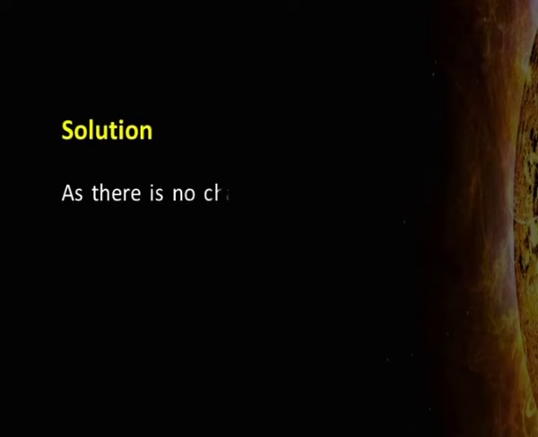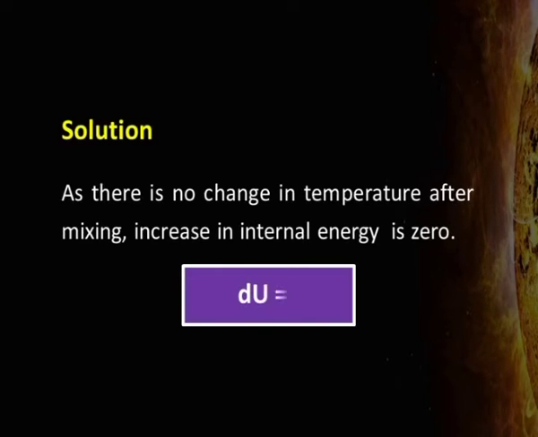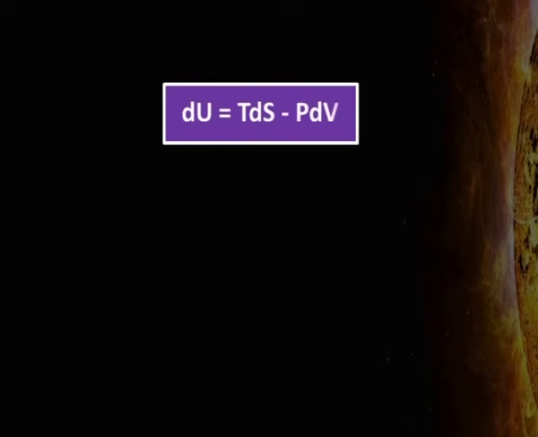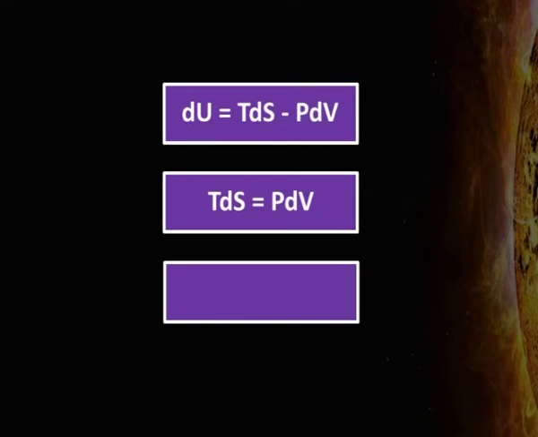As there is no change in temperature after mixing, the increase in internal energy will be equal to 0, or we can say that dU will be equal to 0. And you know that dU is equal to TdS minus PdV, and as dU is equal to 0, we will get TdS equal to PdV, or we can say that dS is equal to PdV divided by T.